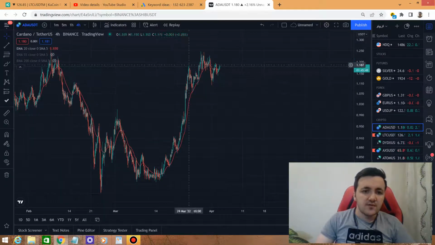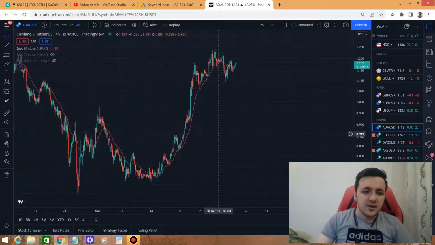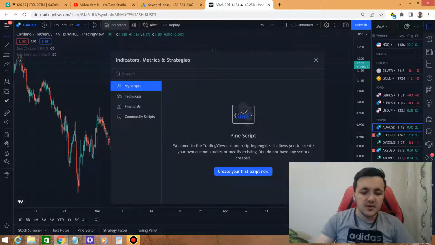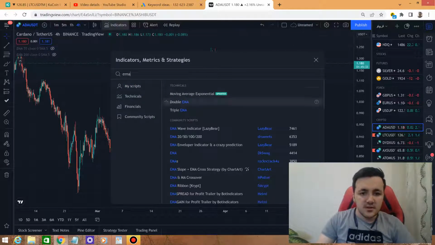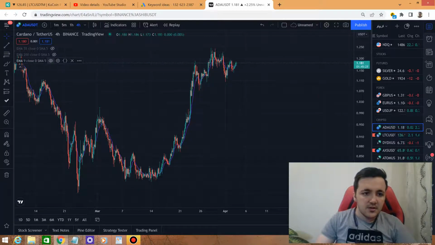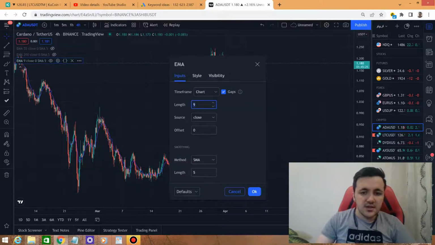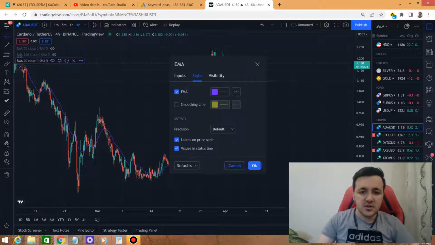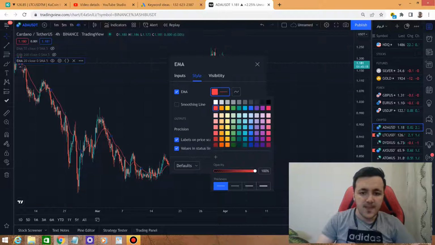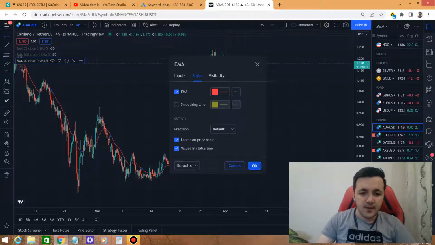We need two time frames, 4 hours and 5 minutes, and EMA 20. We can add EMA 20 with this item and search EMA, and I change the settings: I change the length to 20, and I change the color to red.